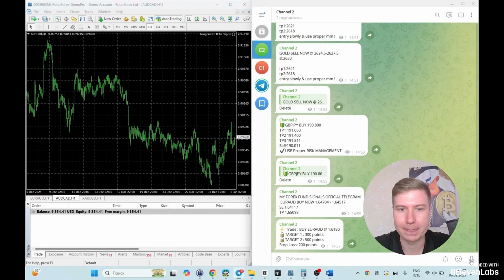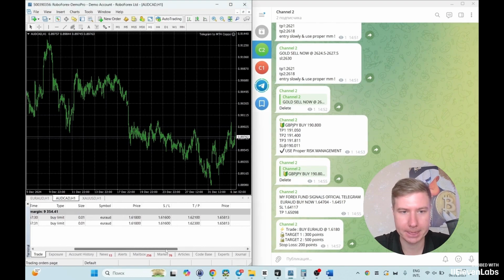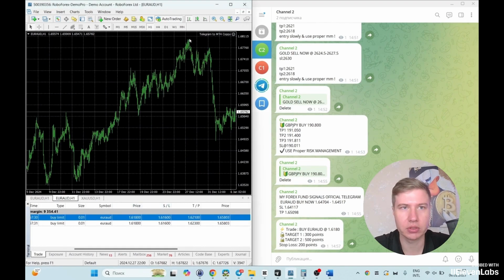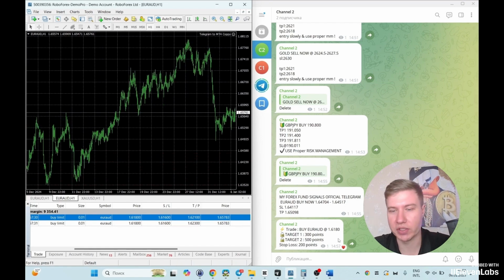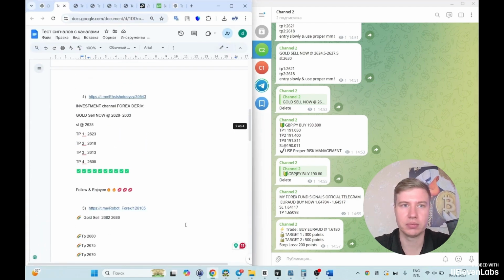We don't have any. Let's see. Here's the price opened. It should be viewed as such. Stop loss at 200 points indication. Opening price, 61.8. That's correct. And the take profit is 300 and 500 points. That is, there is no difference. Even if they are in points, they will also open.